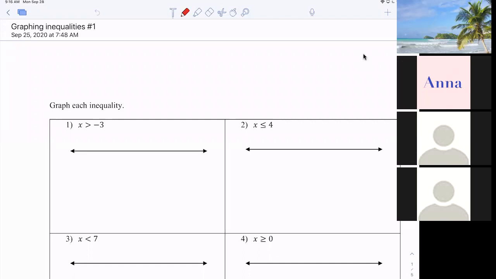All right, guys. Now remember, please, speak up, speak up, speak up. Today we're graphing inequalities, all right?